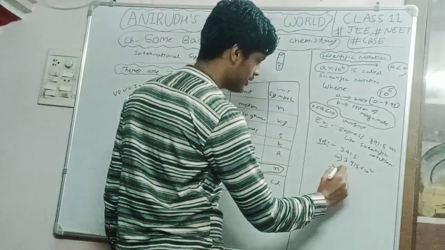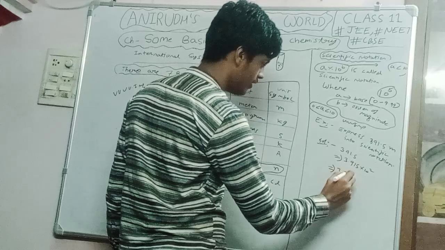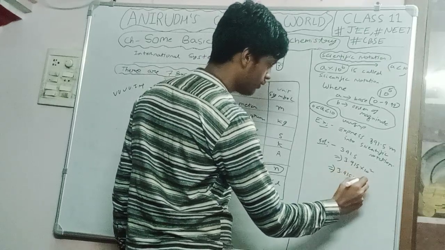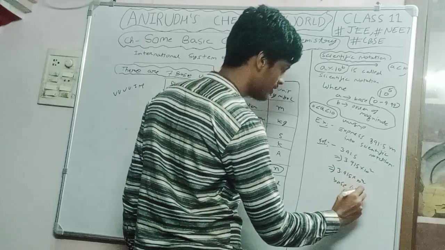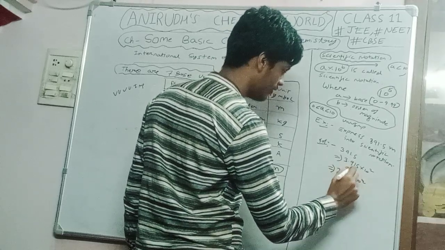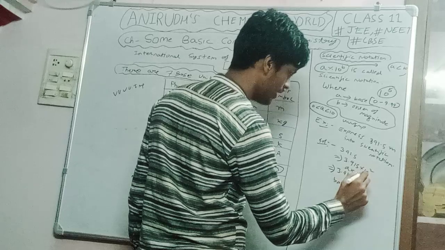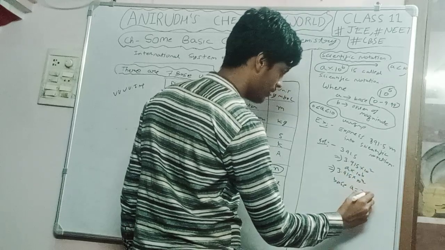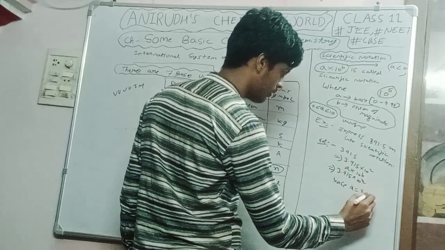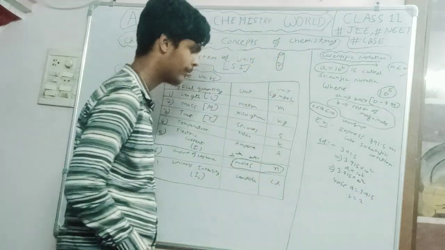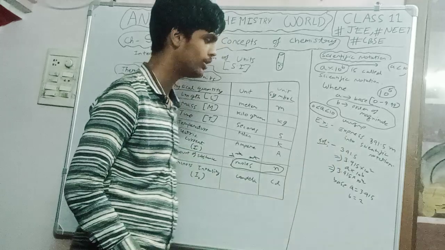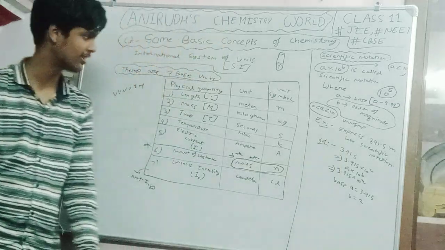So this is 3.915 into 10 to the power of 2. If you compare this with A into 10 to the power of B, A, the base, is 3.915 and B is 2. Okay, B is 2. You need to understand this. Okay, take a screenshot.